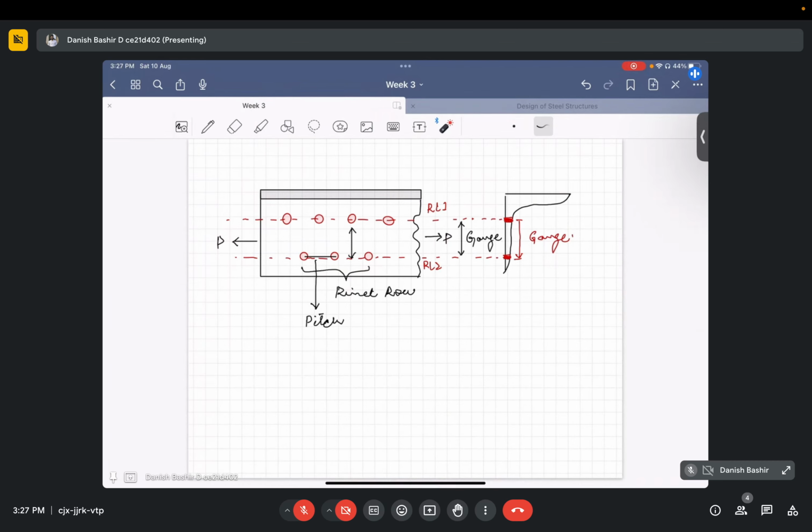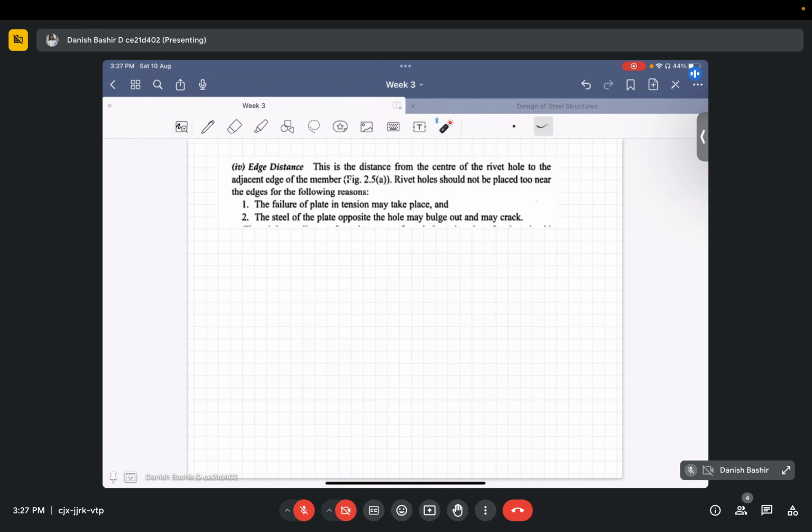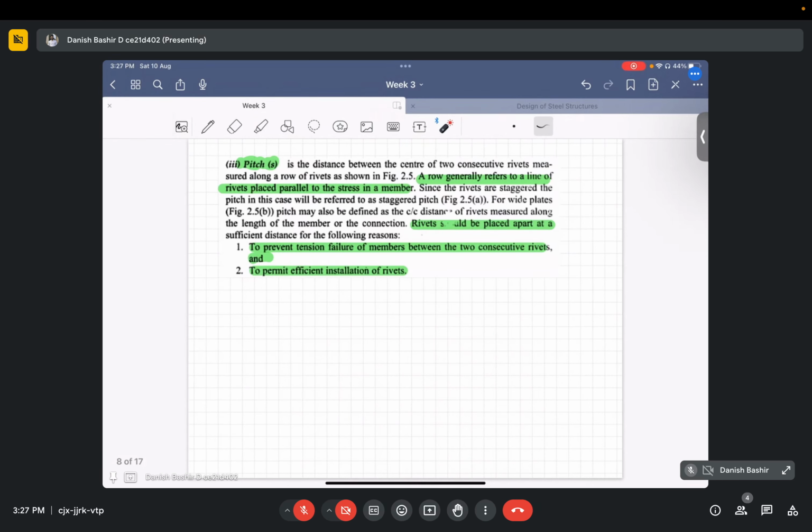Then there are definitions. There is one more thing, edge distance. First, there are the limits on this pitch. What is the minimum pitch and the maximum pitch? The distance between the centers of the holes should not be less than 2.5 times the nominal diameter. So, minimum pitch should not be less than 2.5 times the diameter of the rivet. It is the limitation on the minimum pitch.